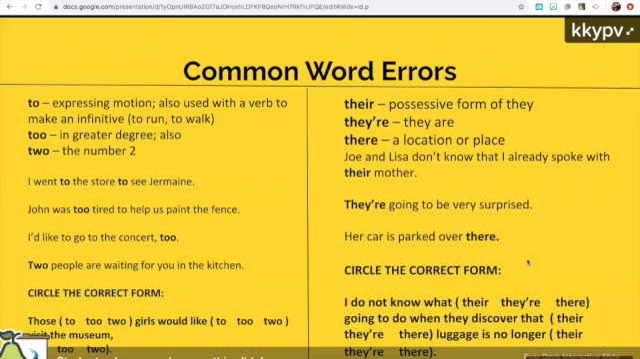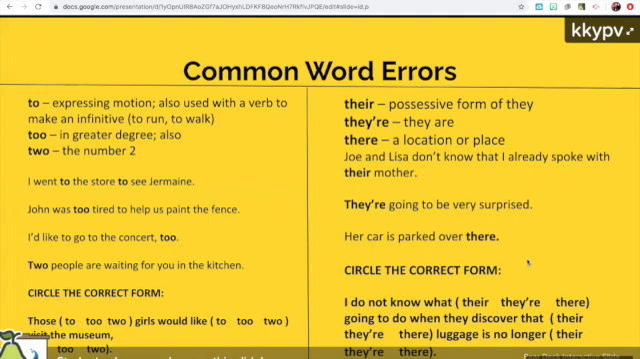All right. So examples: I went to the store to see Jermaine. I was too tired to help, or John was too tired to help us paint the fence. I'd like to go to the concert too. And two people are waiting for you in the kitchen. Those two girls would like to visit the museum, too.